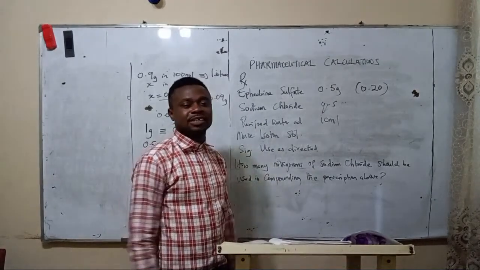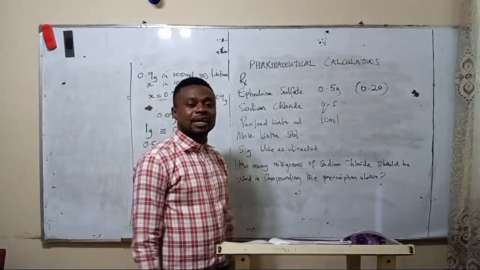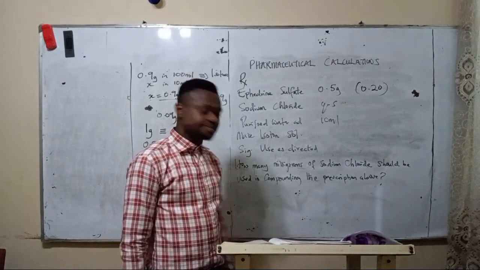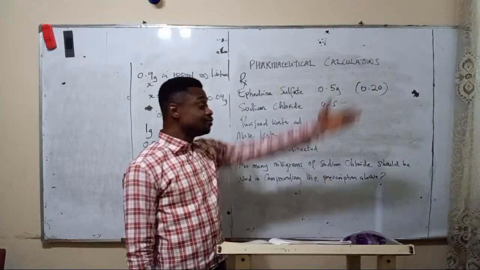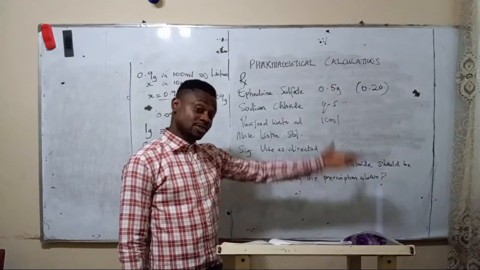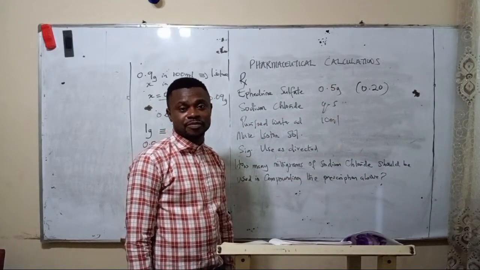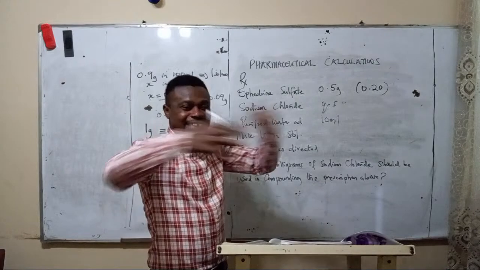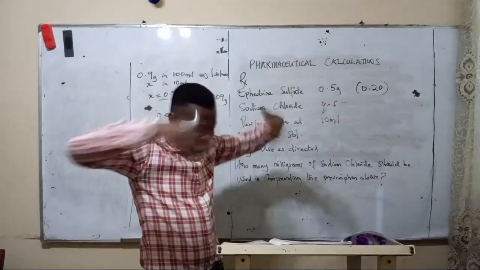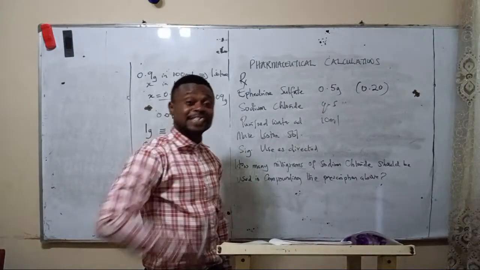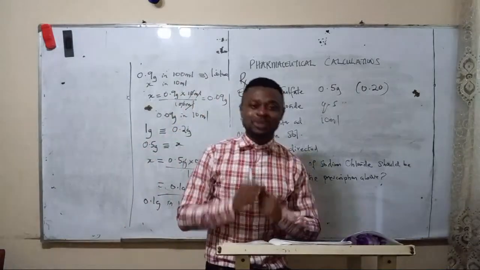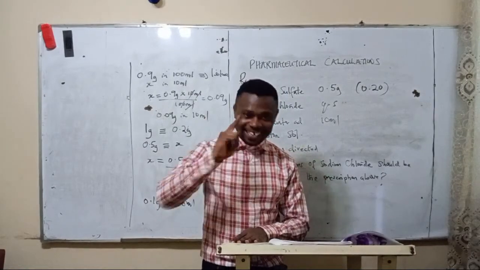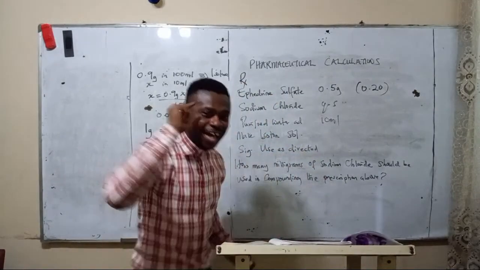From theory, this is hypertonic, this is isotonic, and this is hypotonic. Even the infusions you have. Okay, let's just do something practical now. 5% dextrose water, is it hypertonic, hypotonic, or isotonic? Let's see whether it's true.